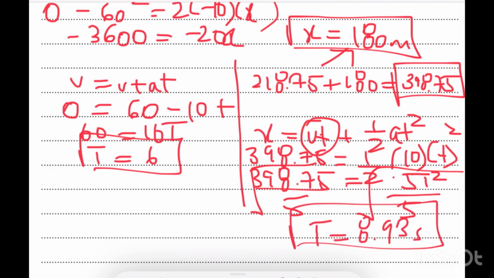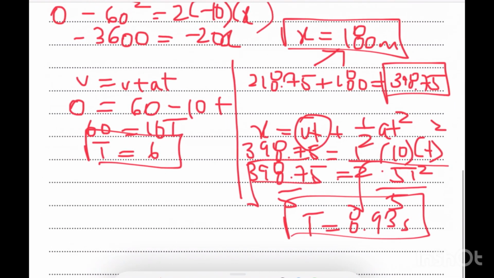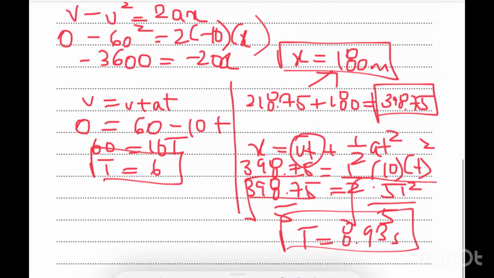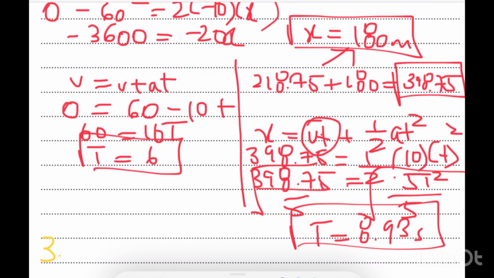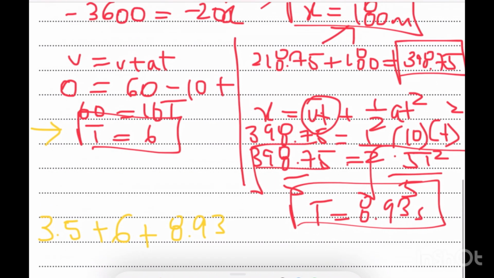Now all we have to do is add all the time periods that we have found. So the first 3.5 seconds for A from projection till the point of collision, then another 6 seconds to reach its maximum height, then the time it took to go from its maximum height to the point O again, which is 8.93, and that gives us the final answer of 18.4 seconds.